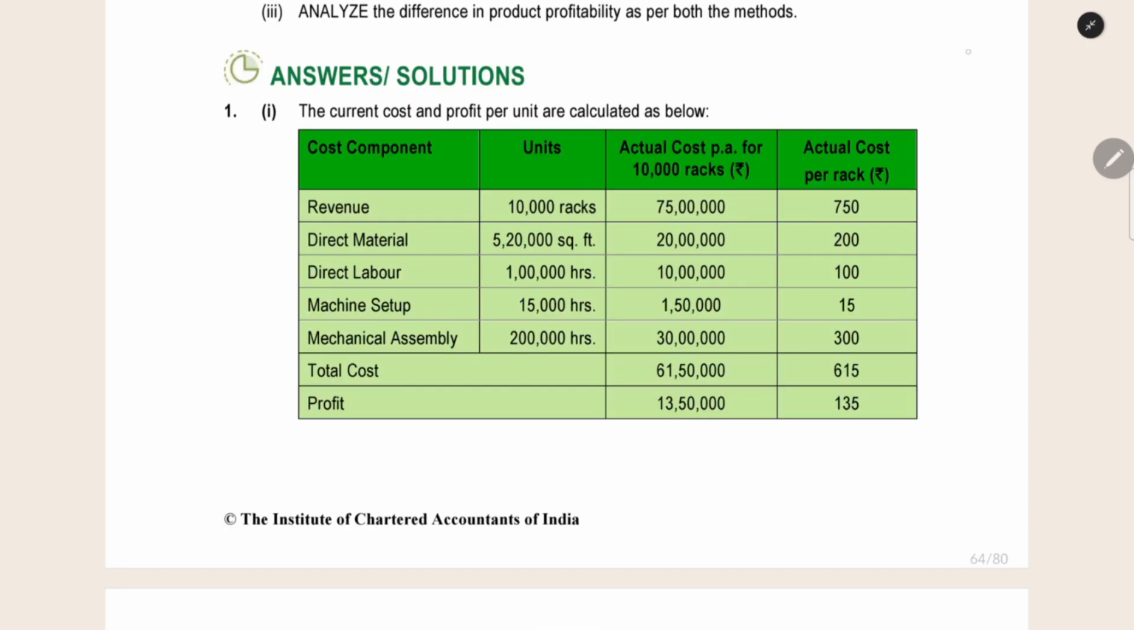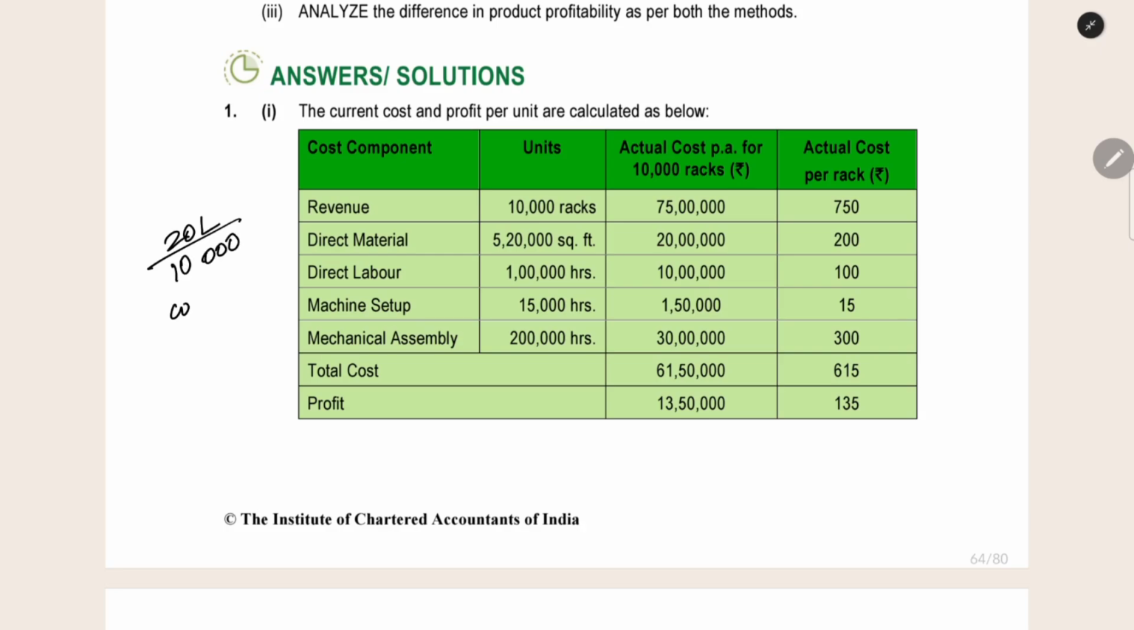Now in the solution, they have given the revenue, direct material, direct labor, machine setup. The revenue, current cost and current profit we are going to find out. So we have to take the current selling price only. We are selling 10,000 racks. The selling price is 750. Total sales. Now we are using this much direct material. This much is the total cost. This amount itself they have given in the question. We are dividing it and finding the actual cost per rack. And then here, for finding this 200 rupees, what we are doing is dividing the total cost of 20 lakh rupees by 10,000 racks.